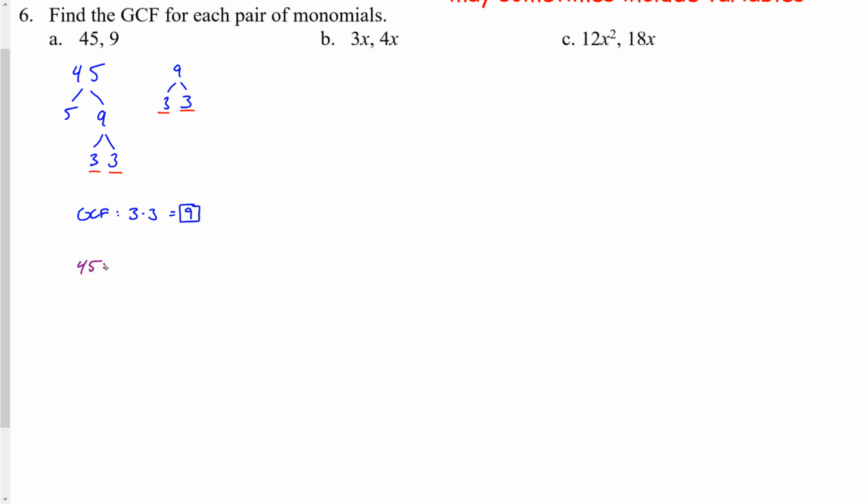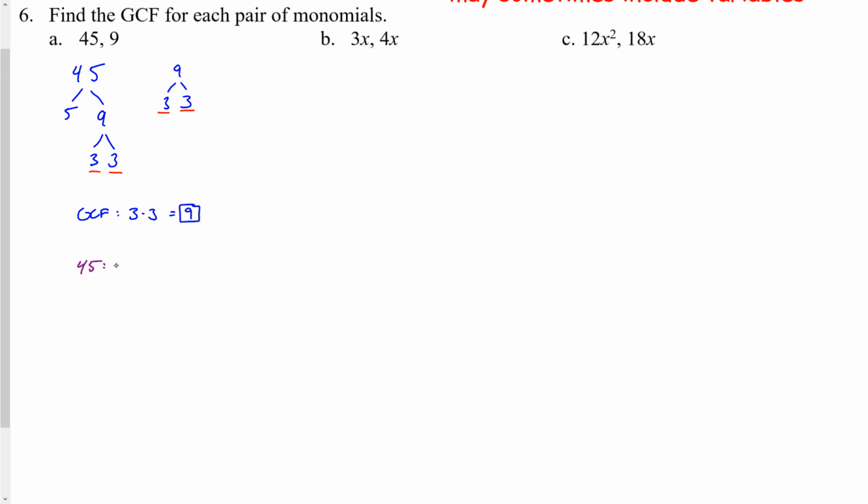But some people will look at this and they'll start with the lowest prime number. The lowest prime number is actually 2. So we would ask ourselves, is 45 divisible by 2? Do we get a nice whole number or integer number if we were to divide by 2? And the answer is no. So 2 is not a factor of this. So we move on to the next prime number.